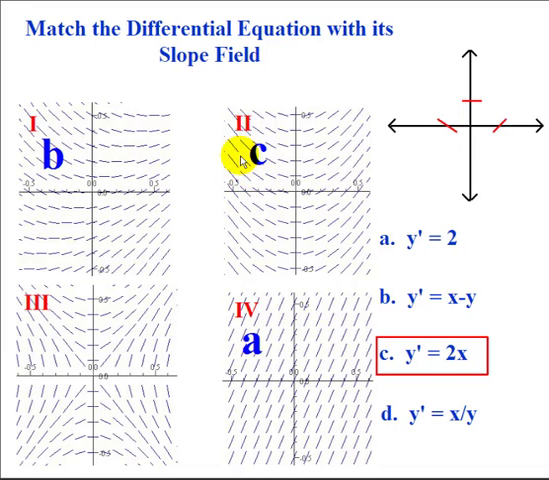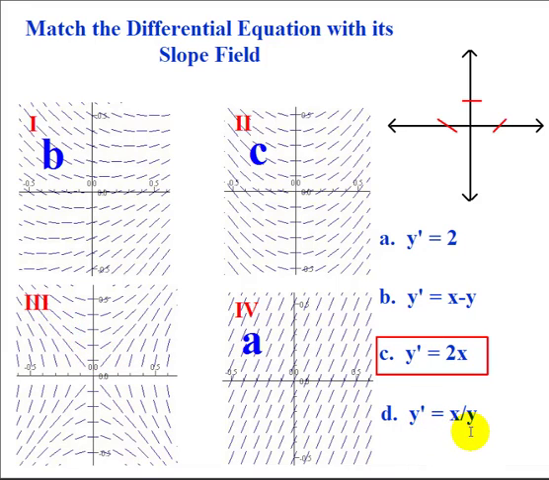We'll notice that slope field 2 has a negatively sloped line on the negative x-axis and positively sloped lines on the positive x-axis and 0 sloped lines on the positive y-axis. And that way, slope field 2 matches differential equation C. Now, of course, this last one must be D, but let's look at it anyway.